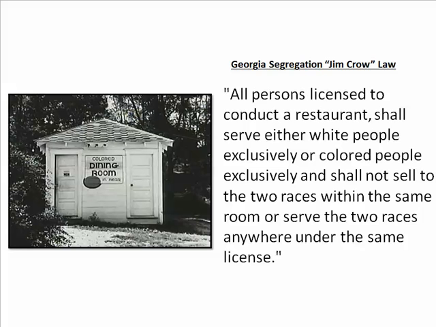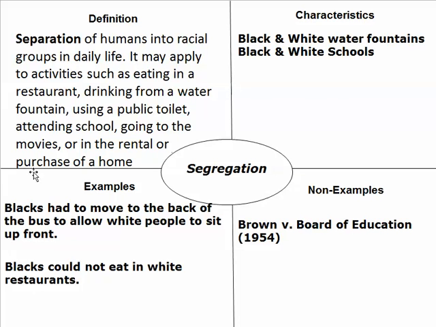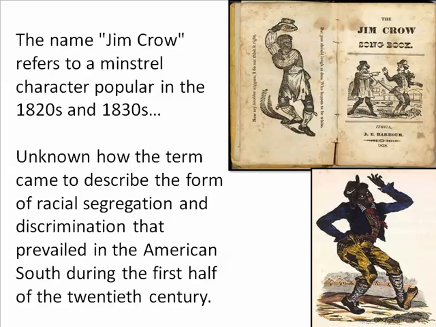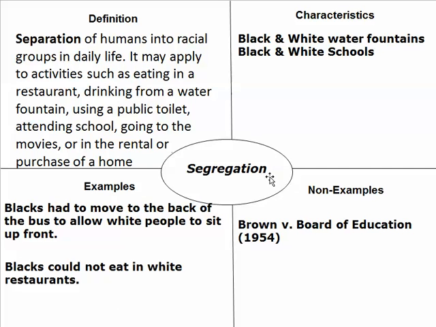And so these segregation laws are splitting blacks and whites up so they can't be together. A non-example is Brown versus Board of Education, 1954. We're going to get that in Unit 9. It's going to overturn the Plessy case we're about to talk about. The name Jim Crow is pretty equivalent to segregation.